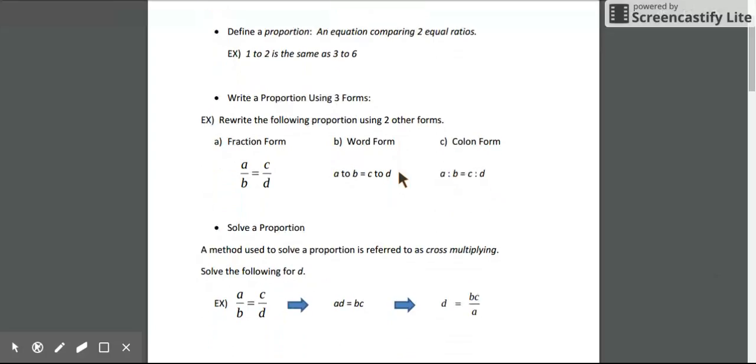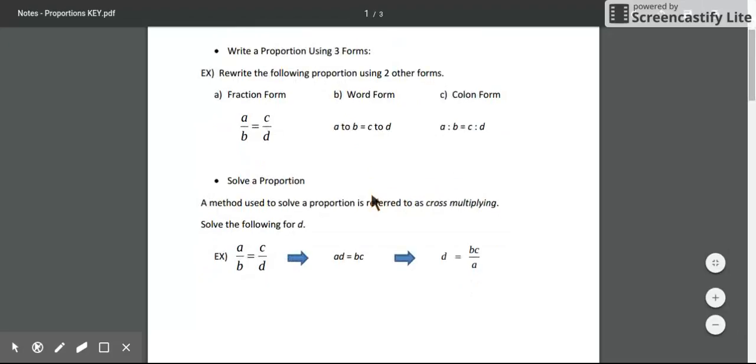Just like when we write ratios in three different forms, we could also write proportions in those same three forms. So we could write it as a fraction. So I have this ratio in fraction form equal to this ratio in fraction form. Or we could do the same thing in word form, and we could say that this ratio in word form is equal to this ratio in word form. And we could do the same thing with colon form. So we could say this ratio in colon form is equal to this ratio in colon form.